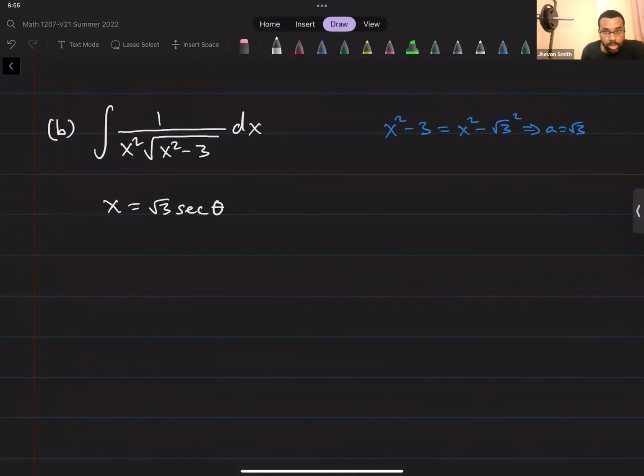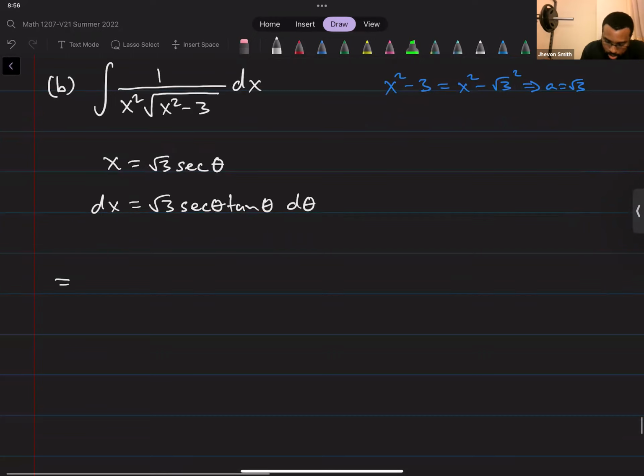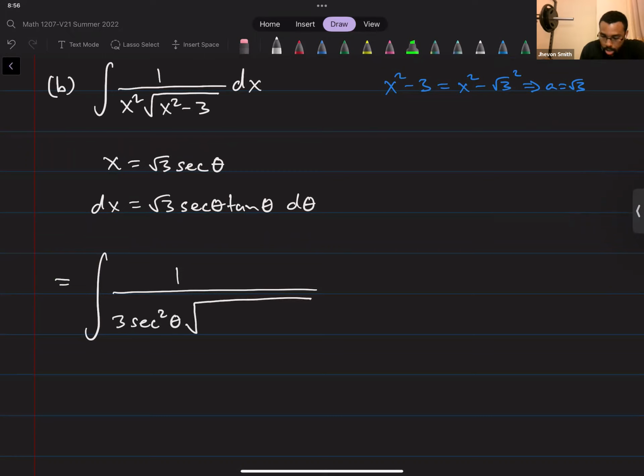So that's going to be the substitution. Of course, dx is going to be radical 3 times the derivative of secant, which is secant theta tan theta d theta. So we go in and plug those in. We have 1 divided by x squared, which would be 3 secant squared theta. x squared minus 3 ends up being 3 tan squared theta. And then dx is radical 3 secant theta tan theta.